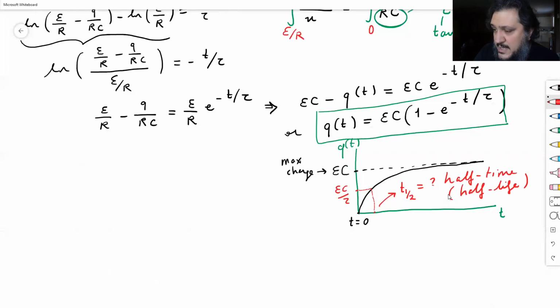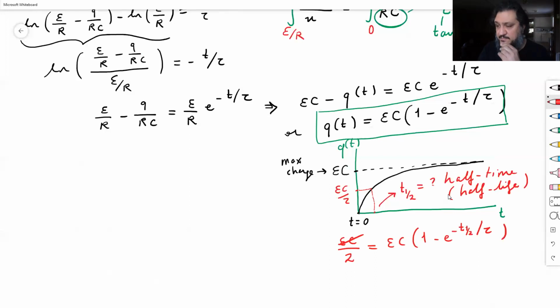Just call it T1/2. But what is it? Okay, how do we find that? So we just take this value and plug it in here. EC over 2 is equal to EC times 1 minus e to the power negative t, but which t? That t we're finding, T1/2, divided by tau.